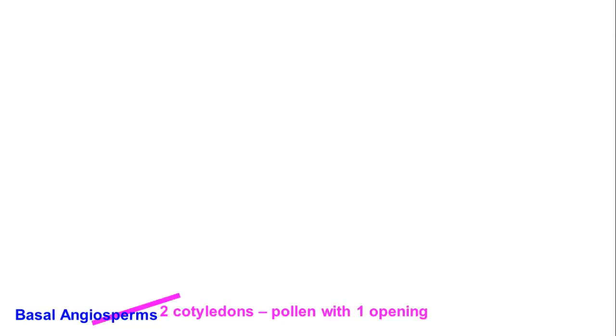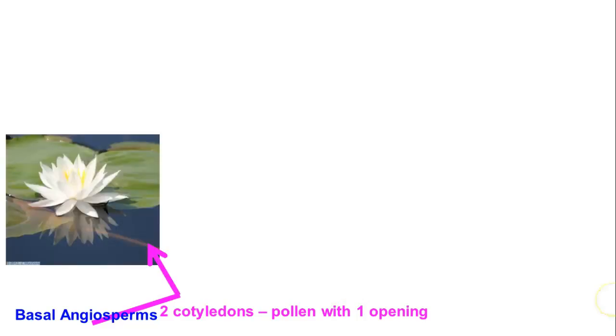But when we start dealing with these, what we find is the basal angiosperms really had two cotyledons and they had pollen with one opening. This then gave rise to a group which today is represented by things like the water lily, where you actually see everything in a spiral format. You can see these very distinctive parts, and these are basically remnants from what happened previously. The group of this is now called the Nymphaeales.